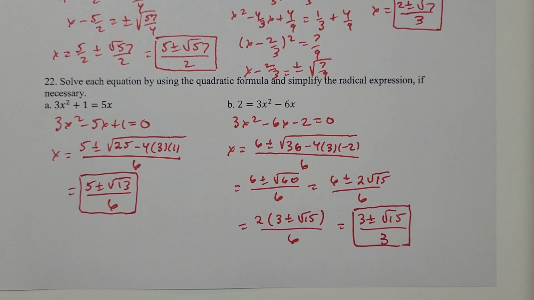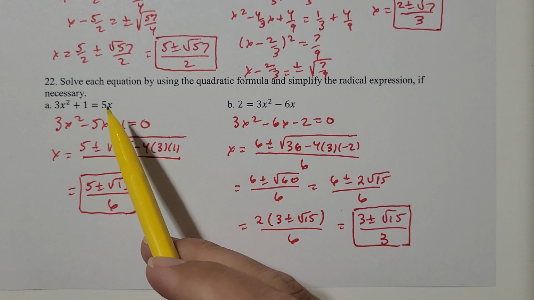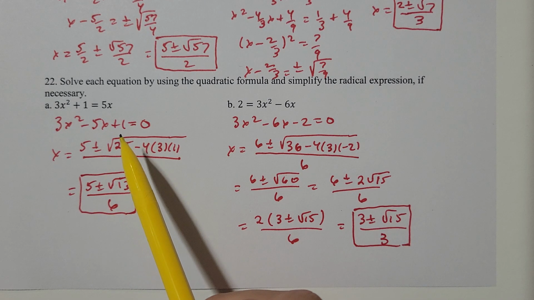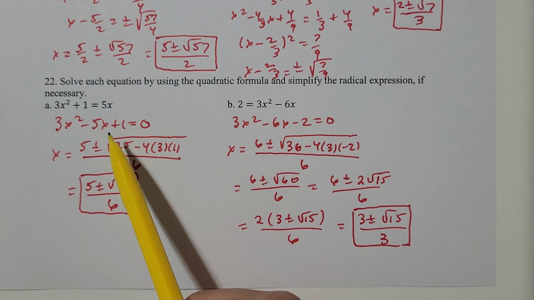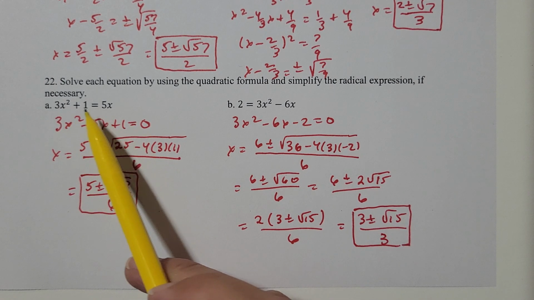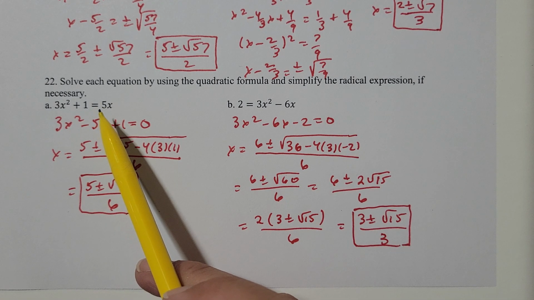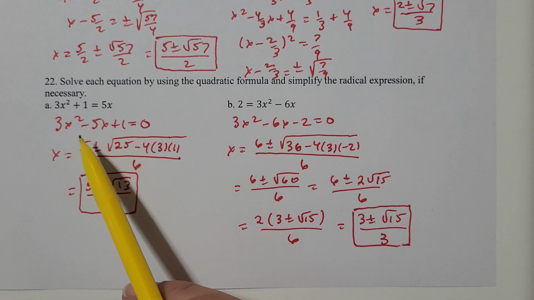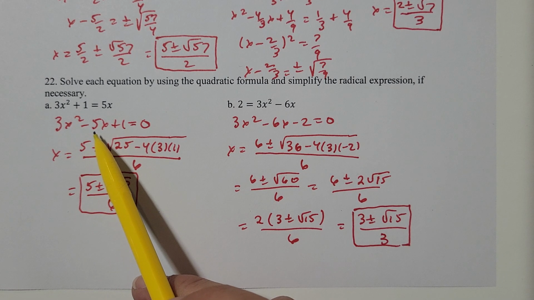Problem 22. So we want to solve each equation by using the quadratic formula and then simplify the radical if it's necessary. So when I'm using the quadratic formula, I need to identify a, b, and c. So a is 3, b would be negative 5. In order for me to identify a, b, and c, I have to make sure that I'm in the form ax squared plus bx plus c equals 0. Right now, I'm not in that form unless I subtract 5x. So a would be 3, b is negative 5, and c is 1.